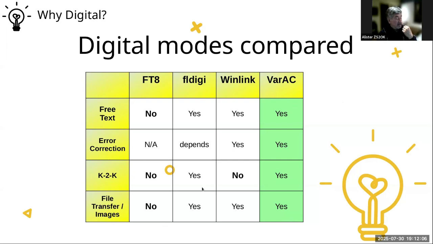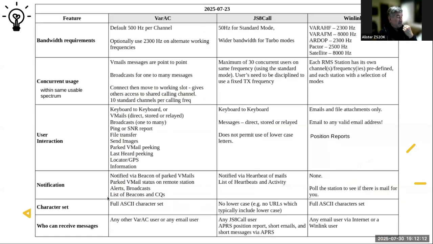But then VarAC can actually provide all of these functions. I've got a document that I will make available the link to, in which I share a lot of detail where I've compared VarAC and JS8Call and Winlink, comparing how the bandwidth is being used, how it is possible to share the same audio spectrum by multiple users, how users actually interact, and can they receive notifications within the application, or what is happening while they may be busy with other aspects.